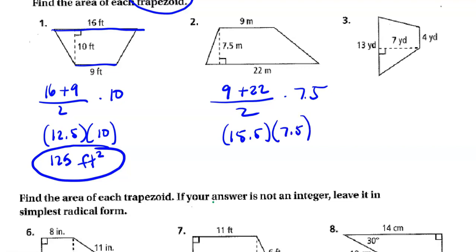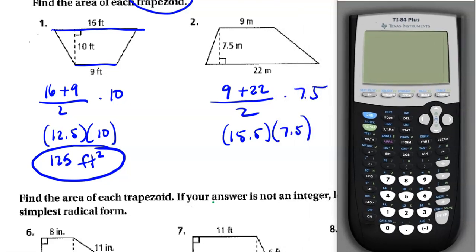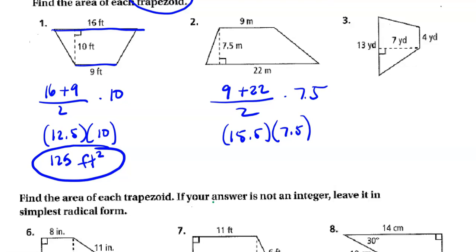Let me cheat here and bring up my little calculator. Can slide him over. So turn it on. 15.5 times 7.5 equals, looks like 116.25. All right, moving on to number 3.